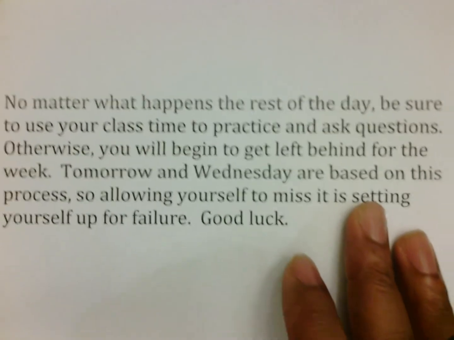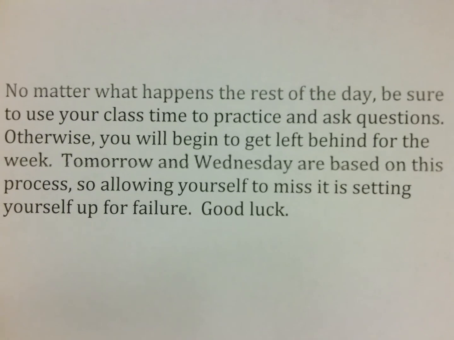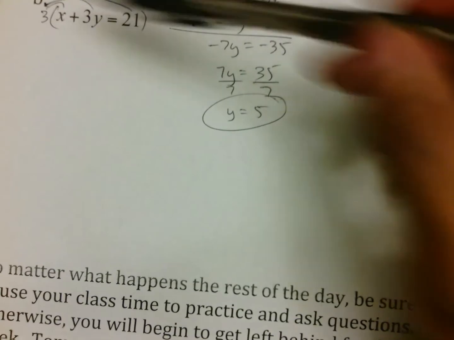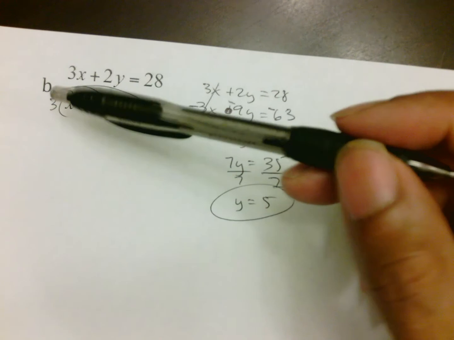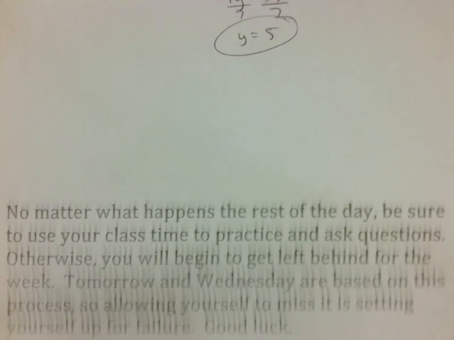Again, the process is simple. Just make sure you practice it. No matter what happens the rest of the day, just be sure to use your class time to practice and ask questions. Otherwise, you're going to begin to get left behind for the week. Tomorrow and Wednesday are based on this process that we're learning, so allowing yourself to miss it is pretty much setting yourself up for failure, especially on the quiz at the end of the week, because this is a major part of your quiz at the end of the week, and you want to at least make sure you have that part. But I guarantee that as long as you understand how to at least make these two numbers match, even just the idea, the rest of it is just making sure you get any mistakes out of your way.